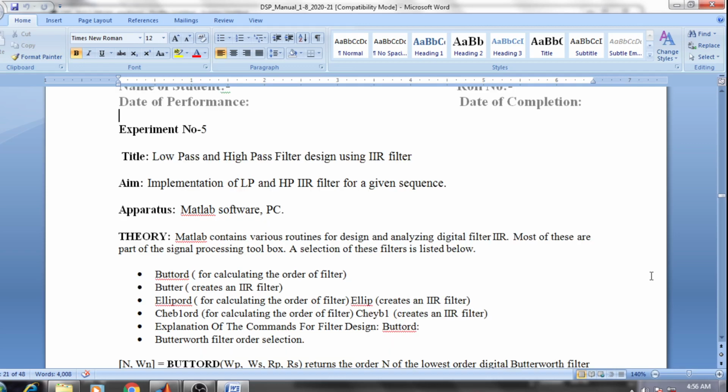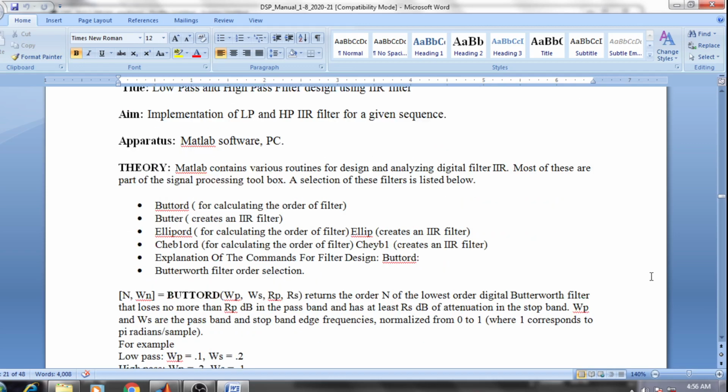So here you have different things related to this IIR filter. We are going to design it with MATLAB, so the requirement for you is that MATLAB software is installed on your PC. We are going to utilize the signal processing toolbox. From MATLAB we are going to utilize different functions for the design and analysis of IIR filters. The signal processing toolbox will provide you all these things.